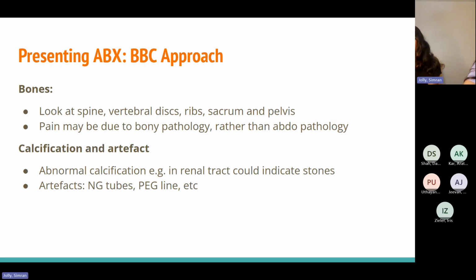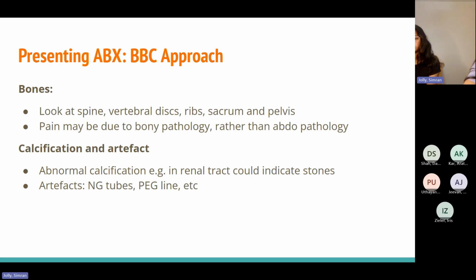For C, if you see any calcifications along where the renal tract would be, then this could indicate some renal stones as well. And the last thing is, just like with any other type of imaging, it's just important to mention any artifacts that you can see. So that's any medical device that you can see within the X-ray. This might be NG tubes, PEG lines, in particular for abdominal X-rays.